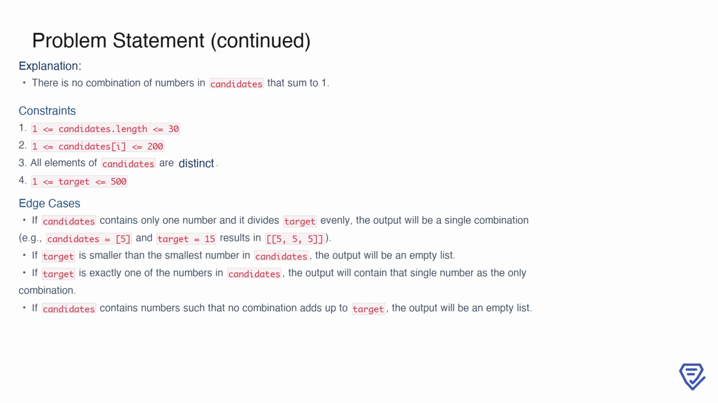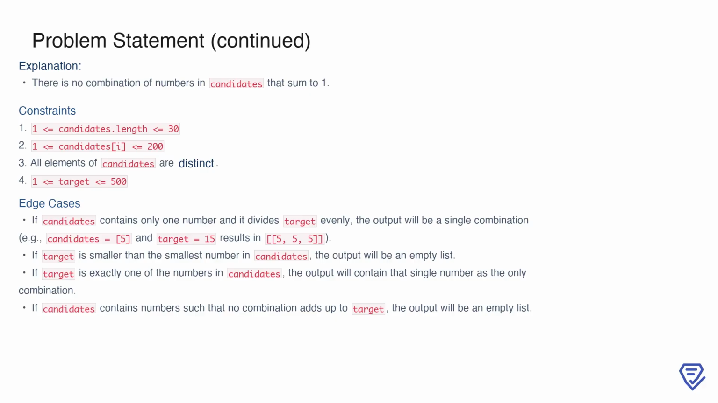Moving on to the constraints, the problem guarantees that the candidates list contains between 1 and 30 distinct integers, each ranging from 1 to 200. The target will always be a value between 1 and 500. Some edge cases to consider include when candidates has only one number, and that number divides the target evenly. In such cases, the output will consist of repeated uses of that number. For example, if candidates is 5 and target is 15, the result would be 5, 5, 5.